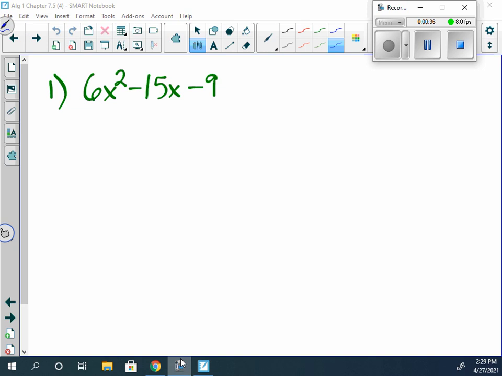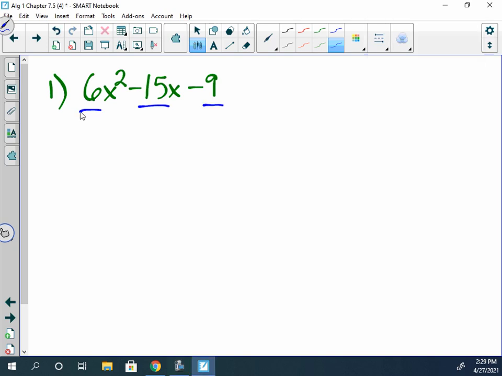Now this one here, 6x squared minus 15x minus 9 should look familiar because we talked about this the other day. This is the one we stopped on, because we covered this yesterday. And when we talked about this here, we said there is a number that goes into all three, but it's not 6.